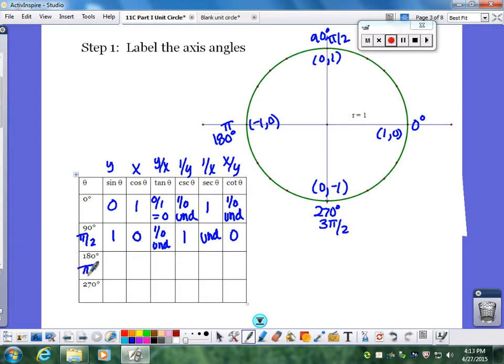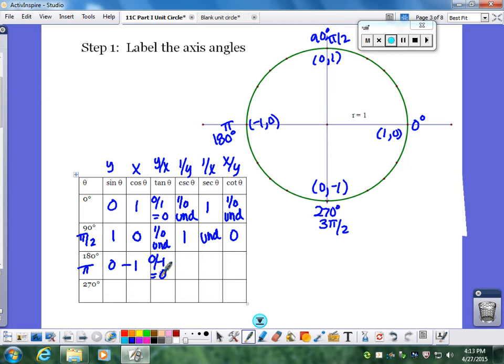Alright, so 180 degrees, pi. The sine of pi is the y coordinate, so it's going to be 0. Cosine of pi is the x coordinate, negative 1. The tangent is going to be 0 over negative 1, which is 0.